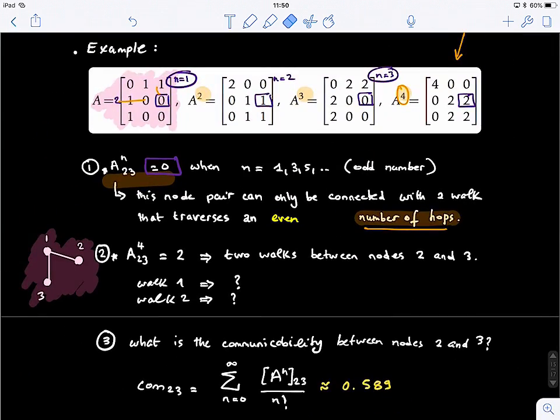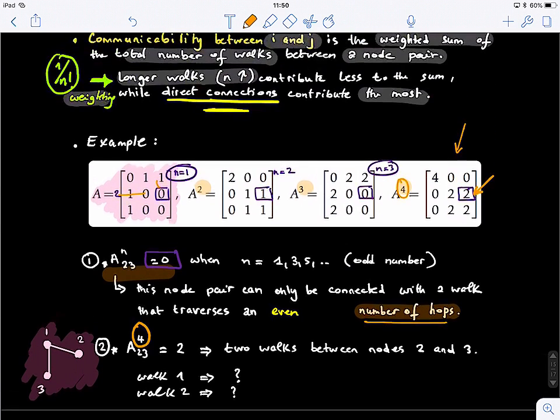A to the 4, entry 2 to 3. So we want to go from 2 to 3 in exactly 4 hops. So this one, okay, is equal to 2. Why is that? So I want you to find the walks. It means that we have 2 walks between nodes 2 and 3. Can you tell me what these 2 walks are?